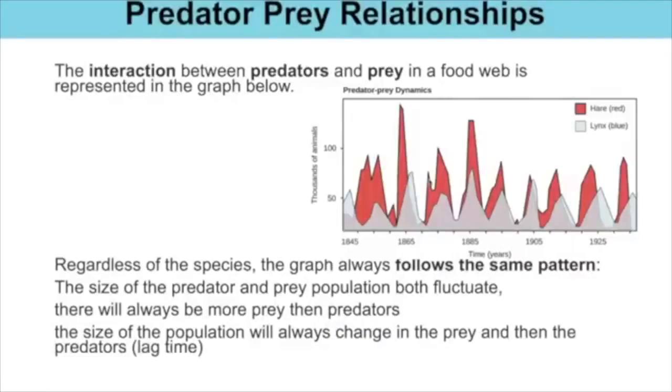So whatever happens to the prey, that will then happen to the predators shortly after. So the prey will increase first, then the predators will. The prey will then decrease because they're being eaten by the predators. But then because their population decreases, so will the predators.